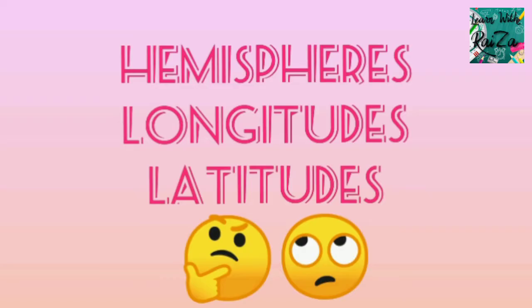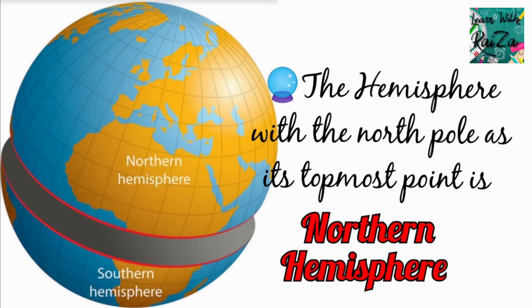Well students, before you move into the lesson, you should know the meanings of these terms: hemispheres, longitudes and latitudes. Now let's discuss that. There are four types of hemispheres: northern hemisphere, southern hemisphere, eastern and western hemisphere. Let's see what a northern hemisphere is. The hemisphere with the North Pole as its topmost point is called the northern hemisphere. When you observe the diagram on the left, you can observe the northern hemisphere.